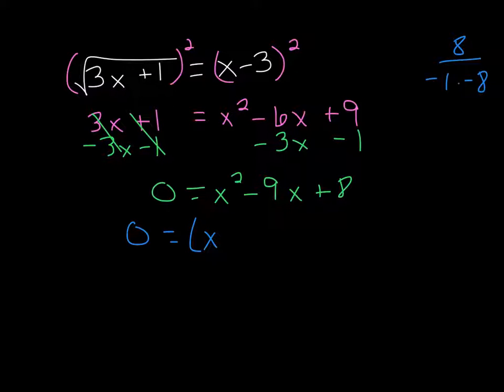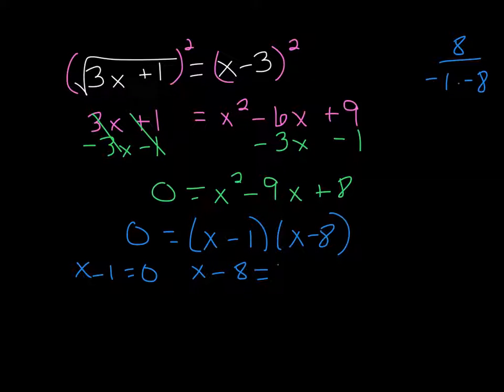So 0 equals x minus 1, x minus 8. Then x minus 1 equals 0, x minus 8 equals 0.